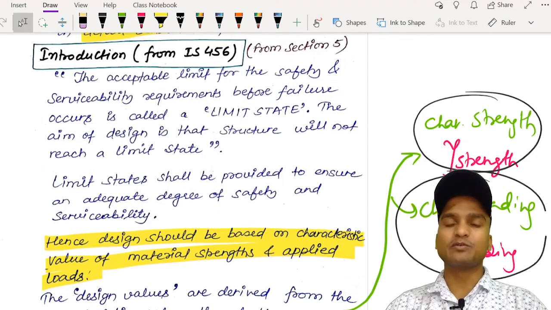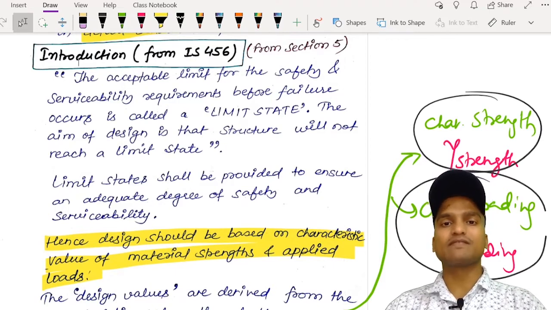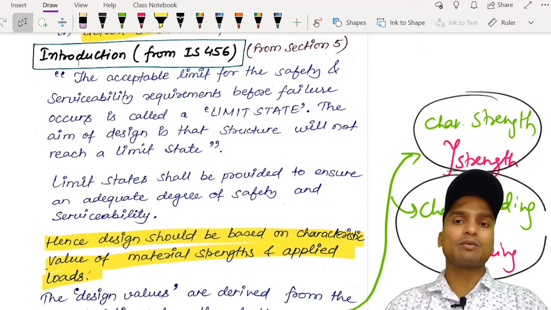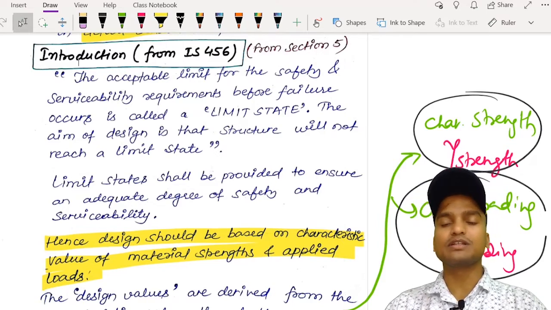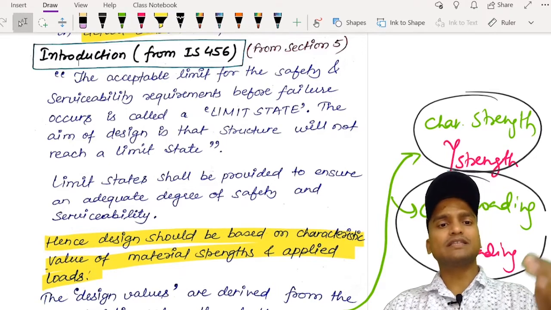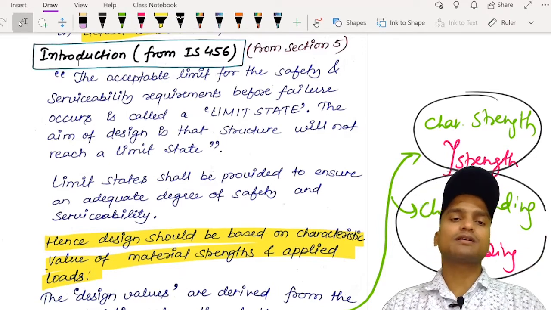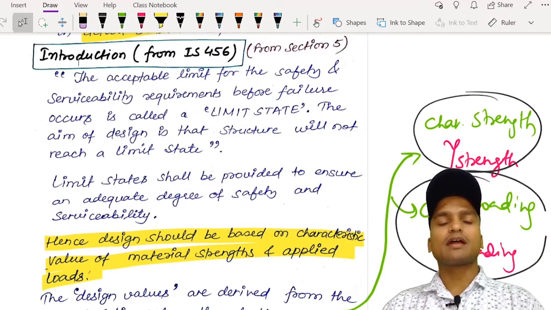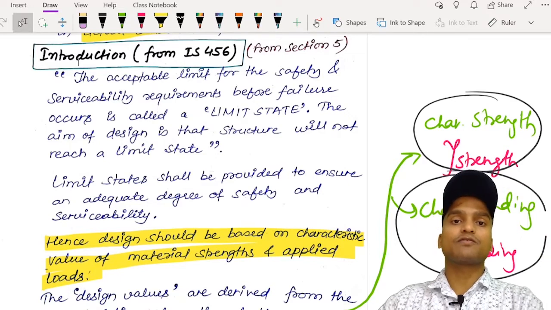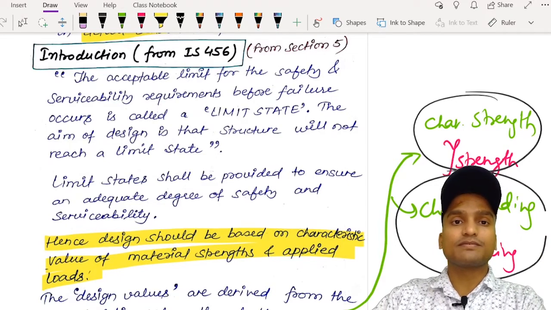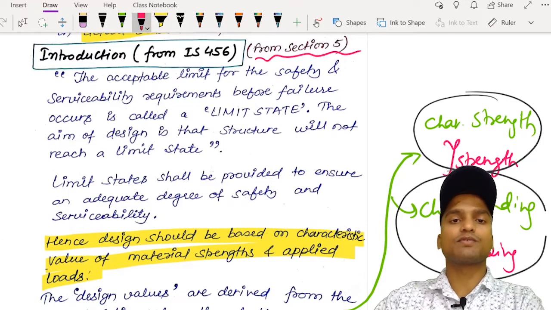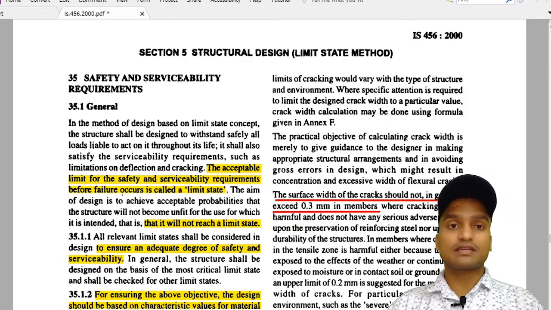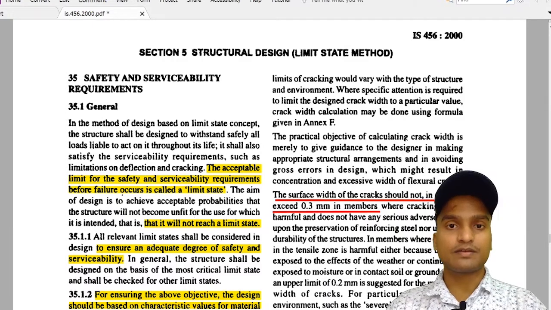And today we would be discussing something about the characteristic and design values. So, if you remember from the last video, we had discussed the introduction to the limit state method. These were the four different points, and I have noted this from section 5 of IS 456. Now all of you can check section 5 of IS 456.